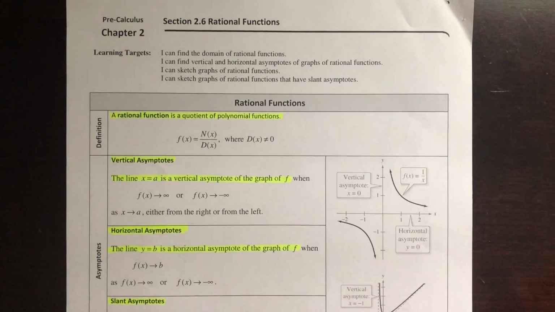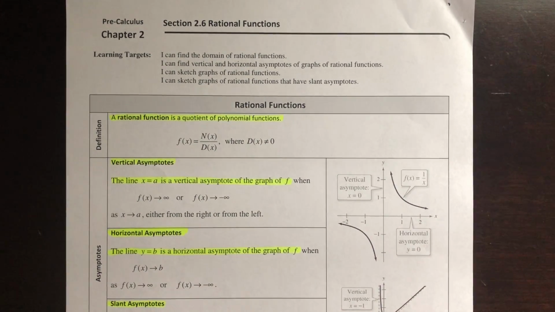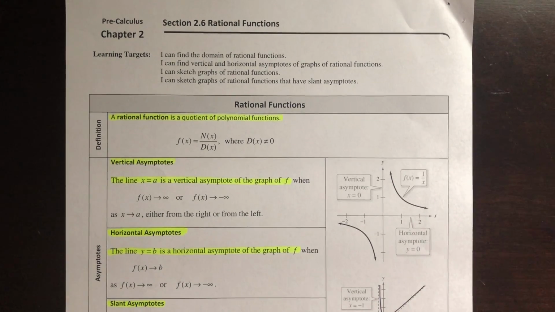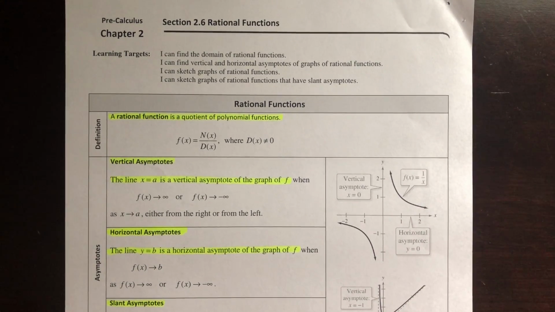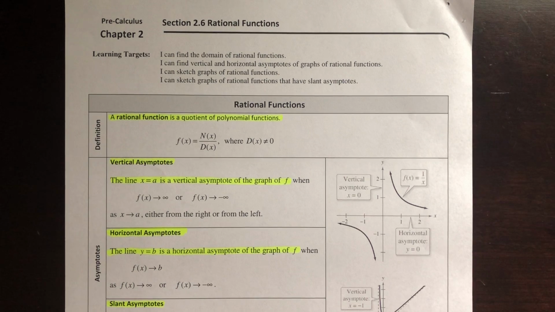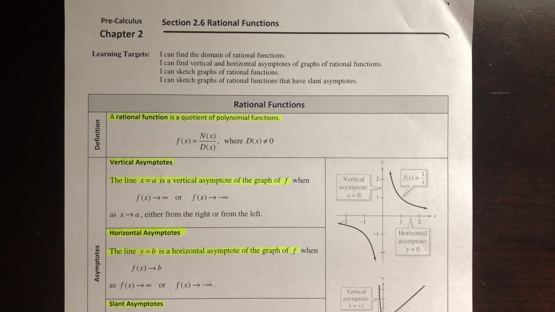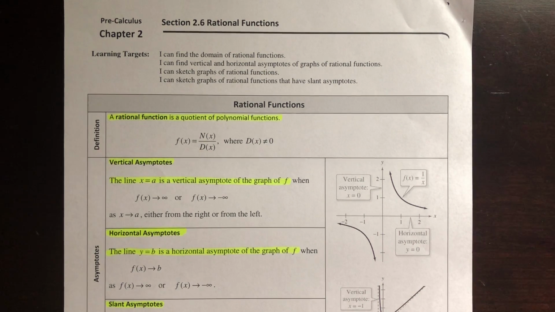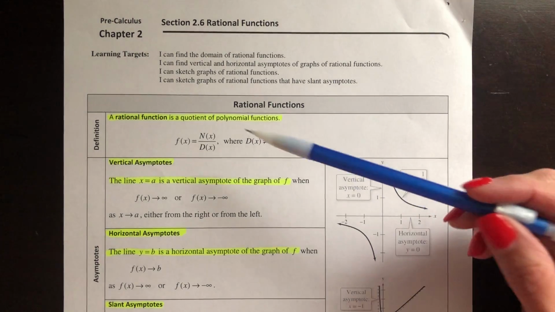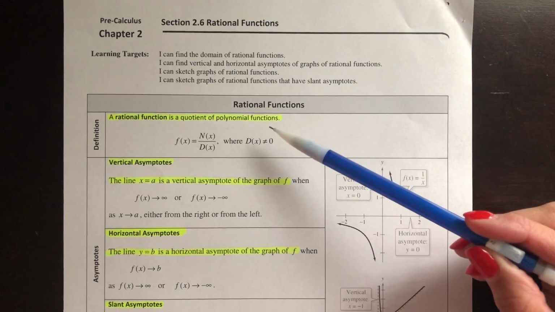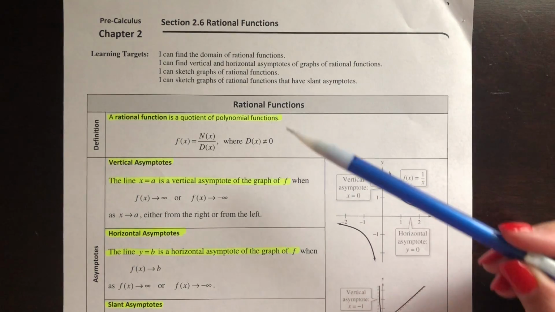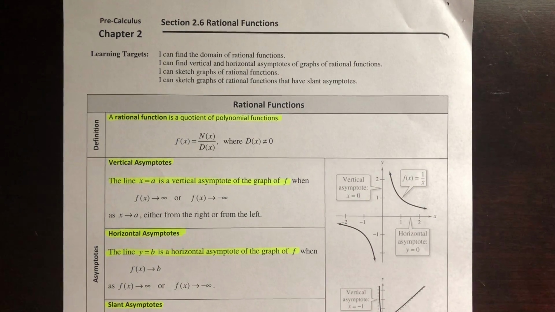So today we're going into section 2.6 over rational functions. So last lesson, a couple of lessons, we were looking at rational expressions, which was a quotient of two polynomial expressions. Now a rational function is a quotient of polynomial functions, so that's the difference there. We're talking about functions this time.